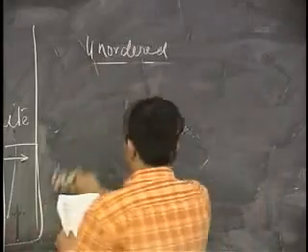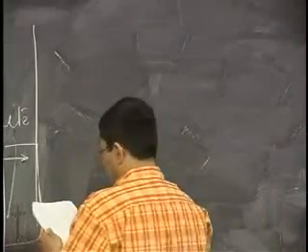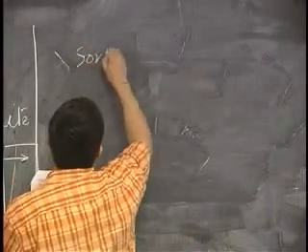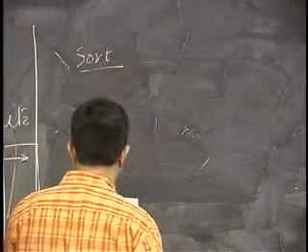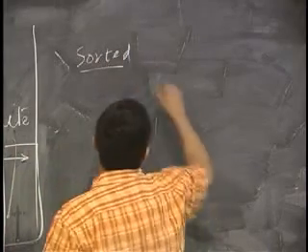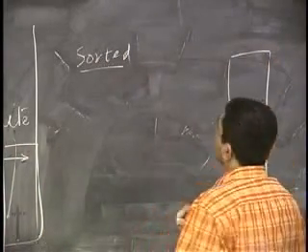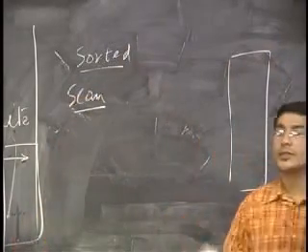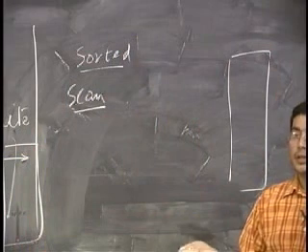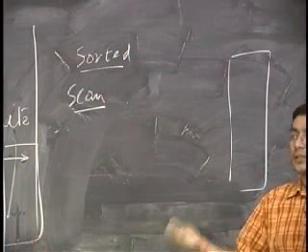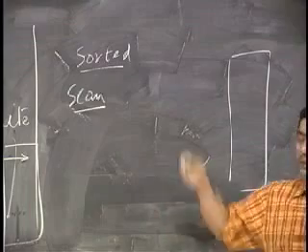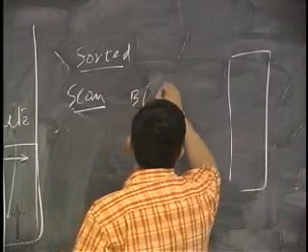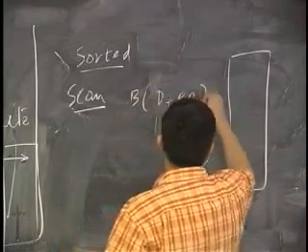Now let's look at the sorted file. If we have a sorted file and you're doing a scan, you'll still need the same thing. You'll have to scan all the records of all the pages. So the time taken is the same, because you're still going through the whole thing. So you do the same B times D plus RC.